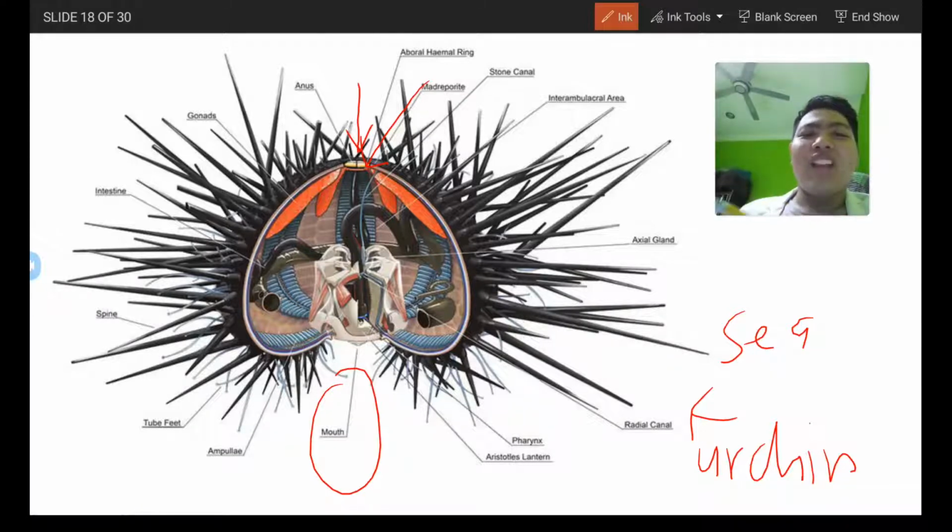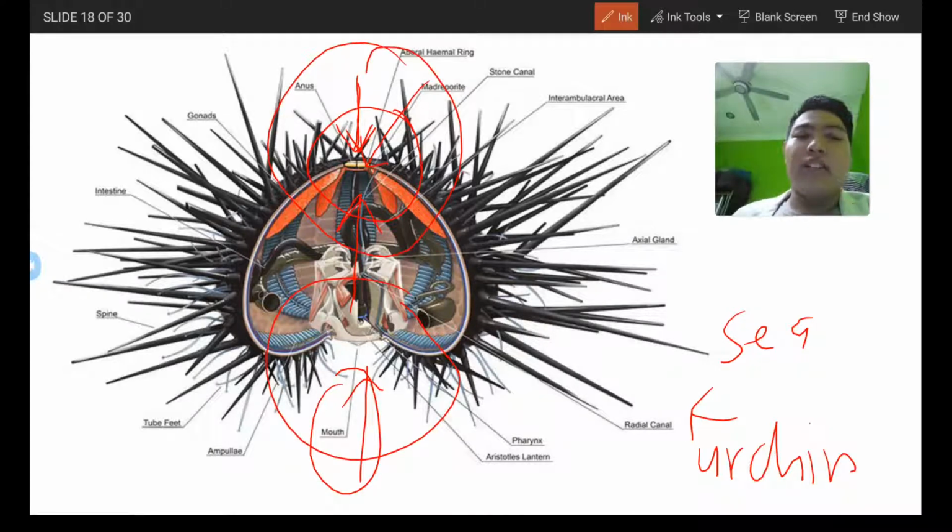If you think this is a regular echinoid, you are wrong, because this is irregular, because the anus is at the aboral side. This is the mouth, this is the oral side, this is the aboral side. So irregular echinoids have the anus at the aboral side.